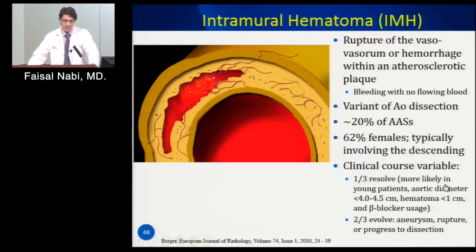What about intramural hematoma? The disease process is still the same. What sets it all off is this weakening of the media, this degeneration that you have in the media. But here, what they think happens is you have bleeding into the media, usually from a rupture of the vasa vasorum.